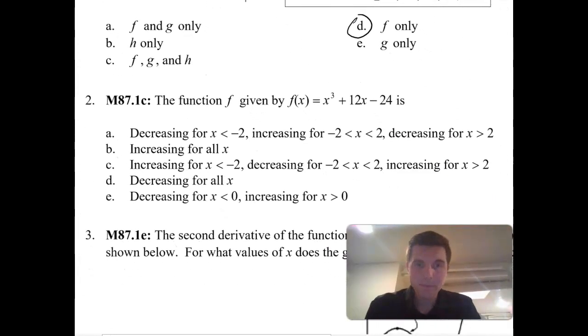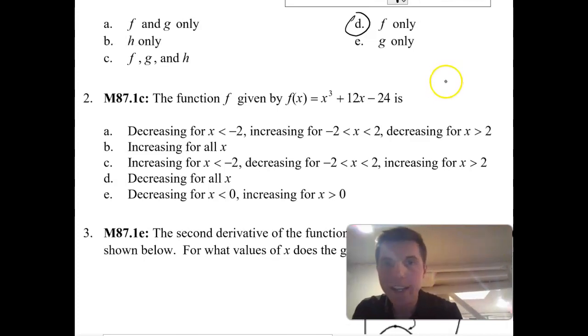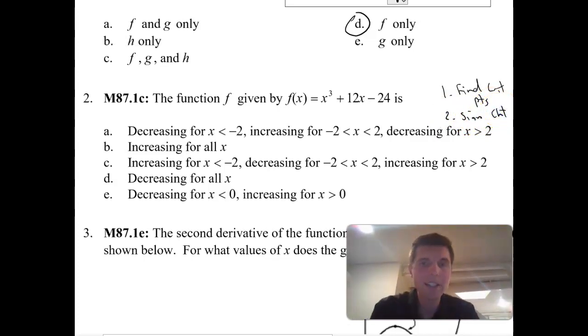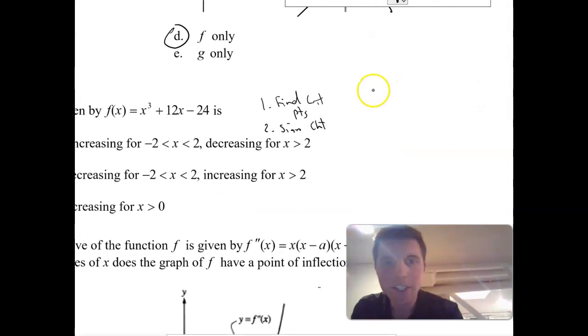Number two, here's a function. All the answer choices are about decreasing and increasing. So I'm thinking in my head, step one, find the critical points, and step two, make a sign chart. So let's take a derivative. Let's see what happens. This function, oh boy, here we go. The derivative, we get something like this. F prime of x equals 3x squared plus 12.